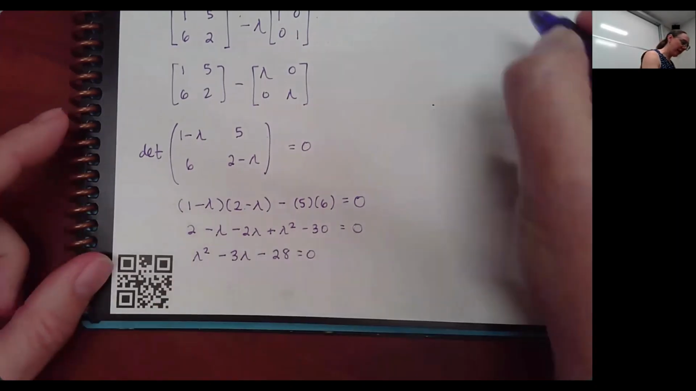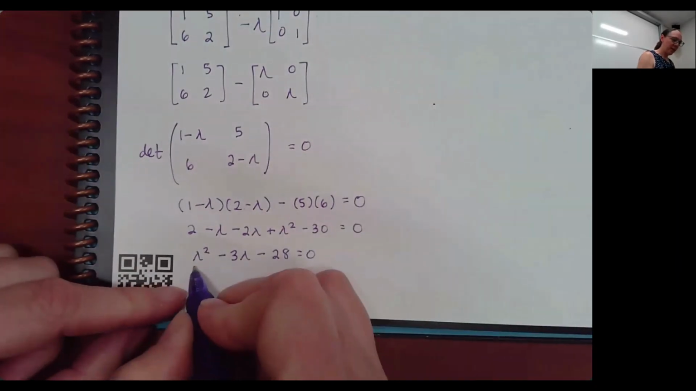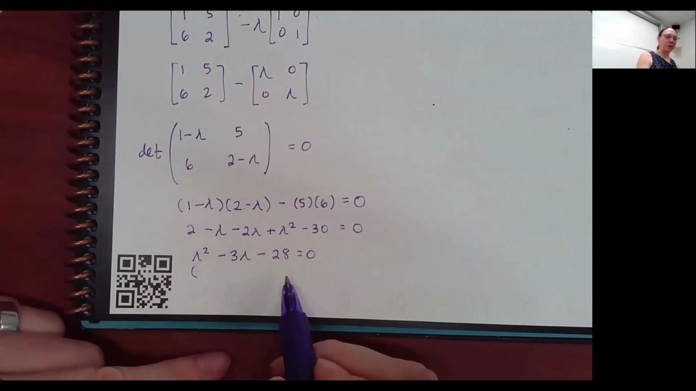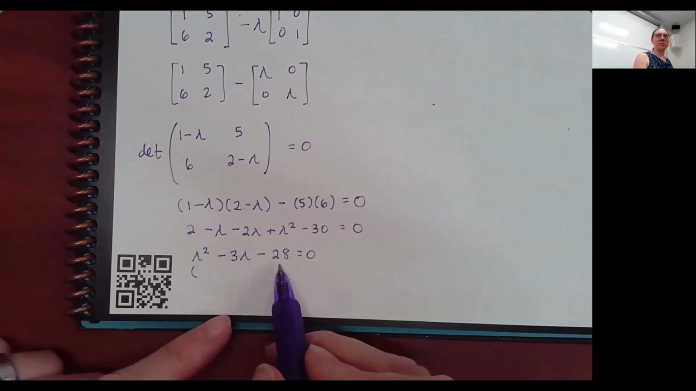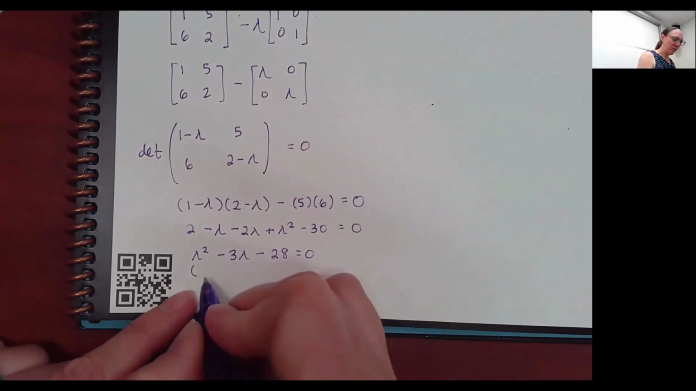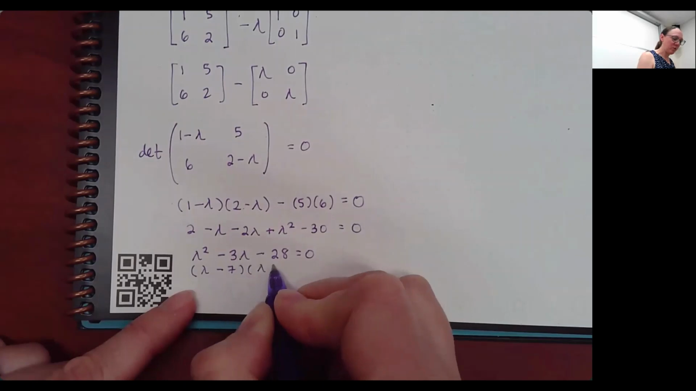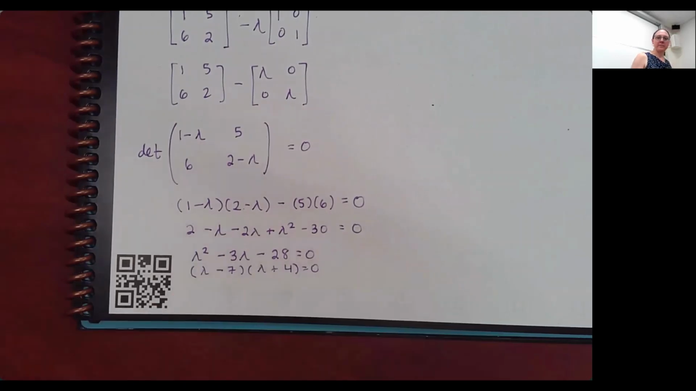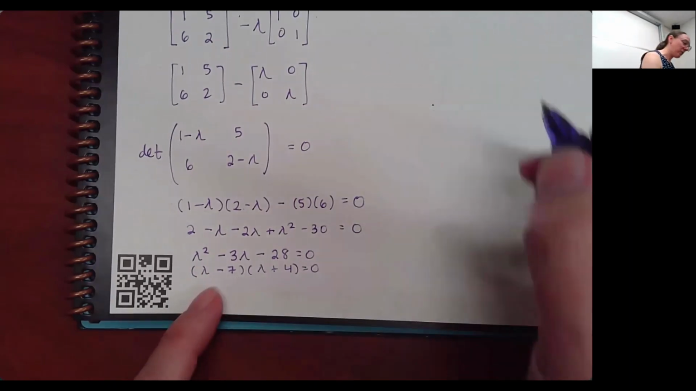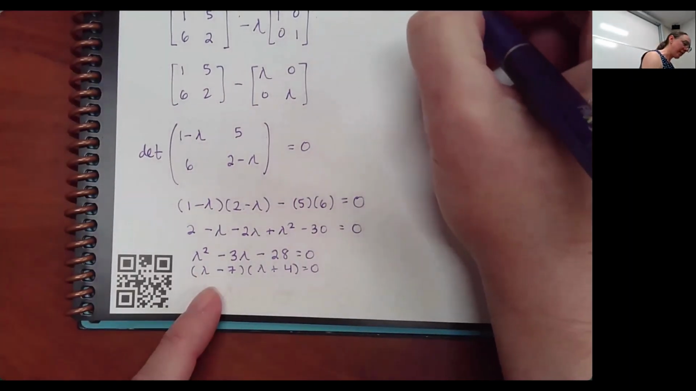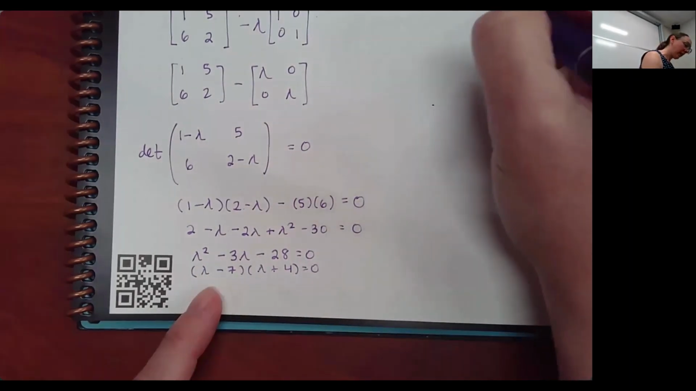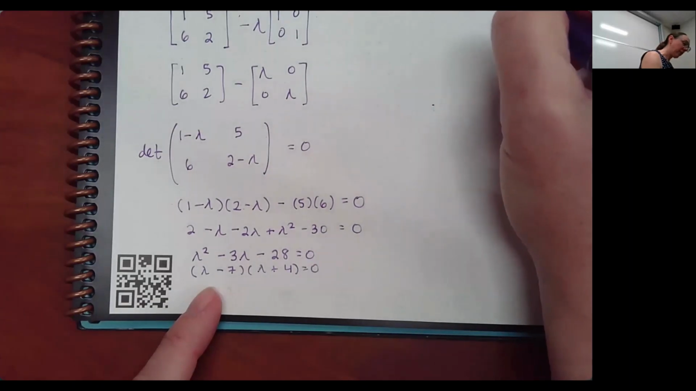And that does look like it factors for me. I need 2 numbers that multiply to be 28. Don't have a lot of options. It's 7 and 4. And I've got to end up with a minus. So I'm looking at (lambda minus 7) times (lambda plus 4). Ought to do it. So that means that my 2 eigenvalues are 7 and negative 4.